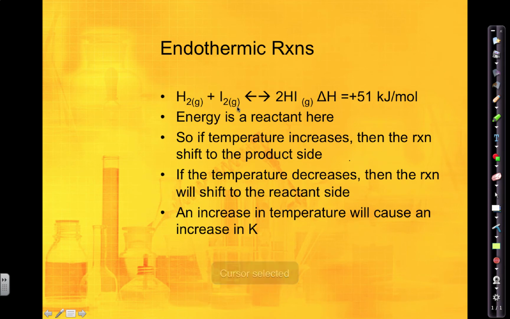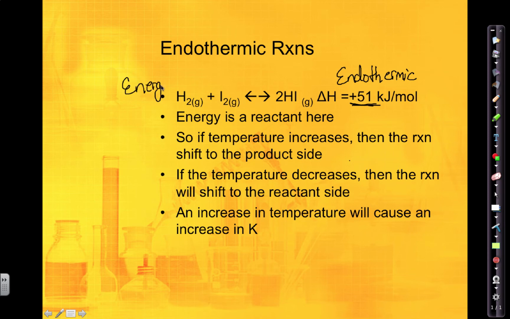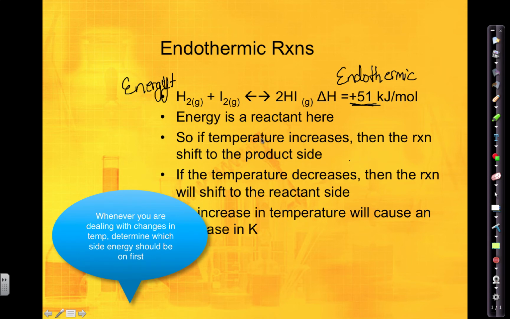Alright, so let's look at this reaction right here. H2 plus I2 produces HI. Well, if I look at the delta H right here, the change in energy is positive. So if it's positive, then that means that it is endothermic because I'm adding energy to the system. That's why it's positive. So if it's endothermic here, then that means that energy is a reactant. So whenever I do this reaction, I'm going to put energy into the reaction to make it happen.